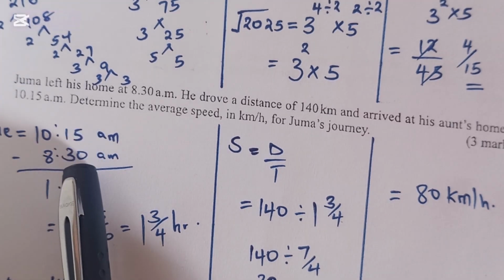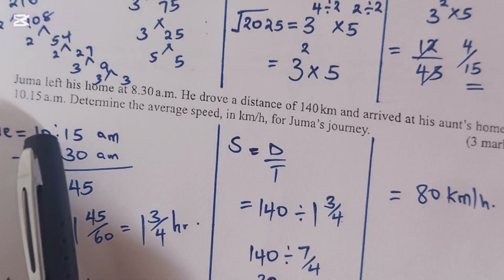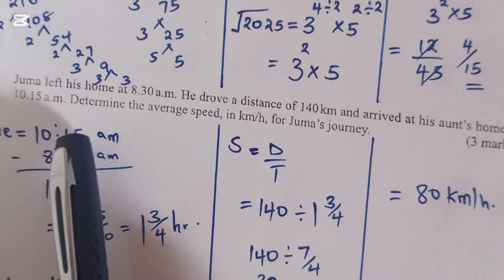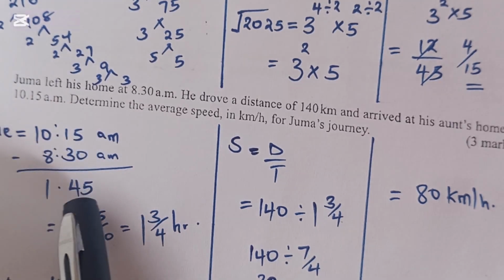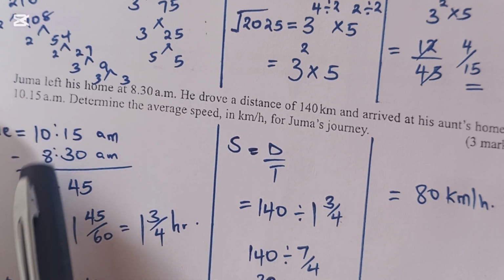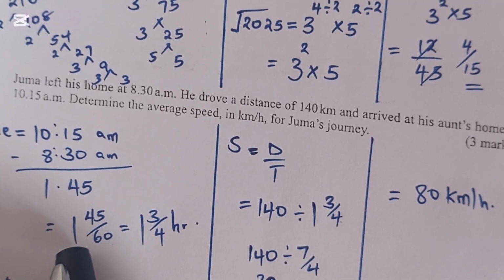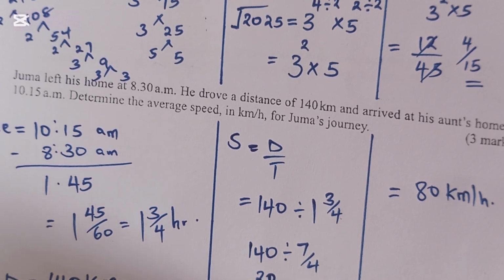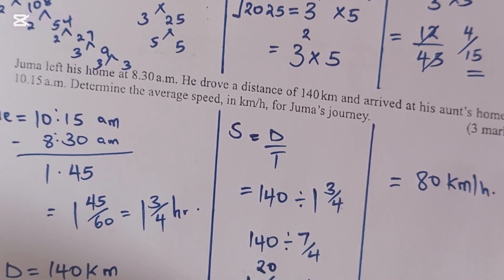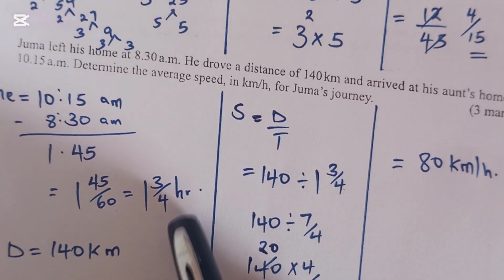Remember, 15 cannot subtract 30, so we usually borrow 1 hour from 10. This brings us to 1 hour is equivalent to 60 minutes, and 60 minutes plus 15, we end up with 75. 75 minus 30 becomes 45. So we are remaining with 9 hours here. So 9 minus 8 is 1. So 10:15 minus 8:30 a.m. is the same as 1 hour and 45 minutes. So 45 minutes as a fraction is 45 over 60, which can be simplified to 3 over 4 of an hour. So 1 and 3/4.